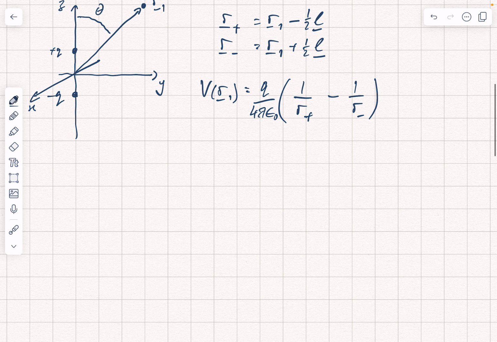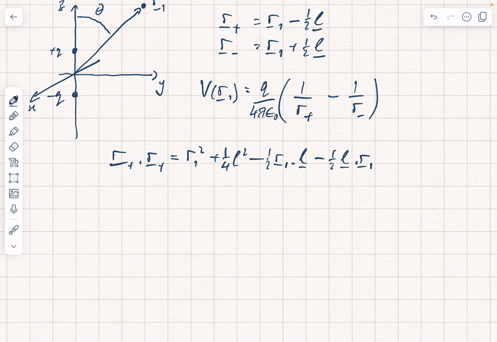So we're going to consider the magnitude of r plus. Let's start with just the dot product of r plus dotted with r plus. Using the formula up above, that's going to give us r1 squared plus L squared over 4. Actually, just for consistency, let's rewrite that as a quarter L squared. And we're going to have minus a half r1 dotted with L minus a half L dotted with r1. Now, of course, the dot product is commutative, so we can change that to r1 squared plus a quarter L squared minus r1 dotted with L.